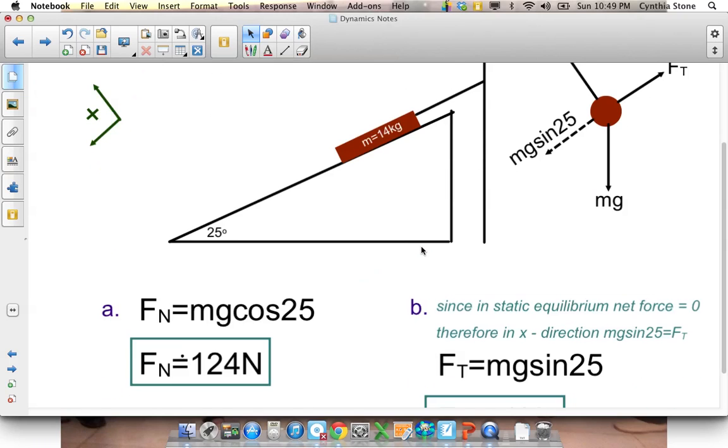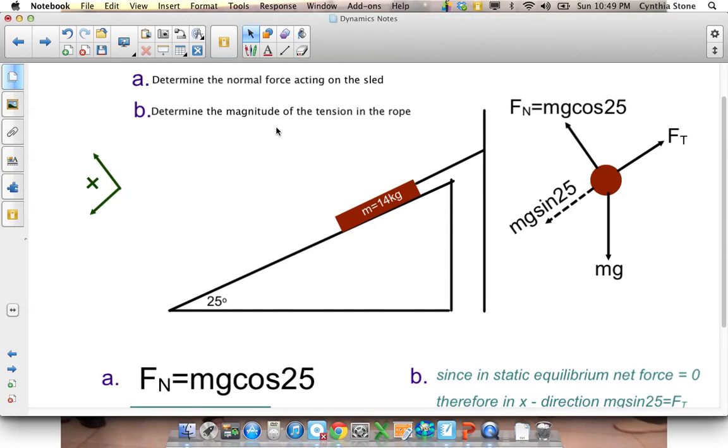So solving for normal is actually really easy. 124 newtons, there's nothing else to do. Mg, mass of 14, times 9.8 times cos of the angle. I'm going to say that number makes sense because if there was no angle and it was just resting on a surface, it would be about 140, because it'd be about 14 times 9.8.